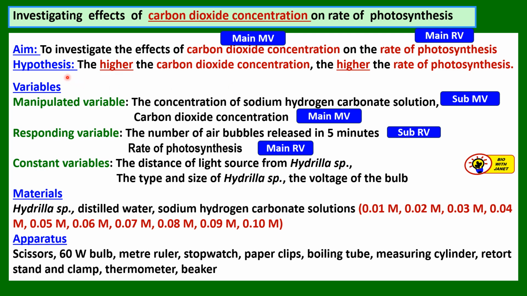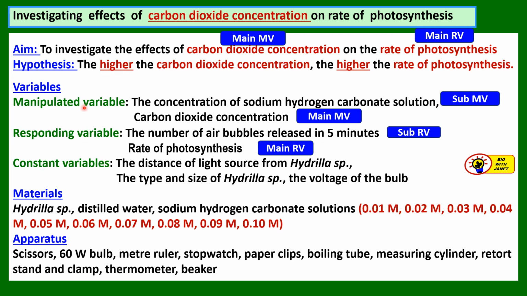Now, a hypothesis. Hypothesis consists of the main MV, main RV, and the correct relationship. So the higher the carbon dioxide concentration, the higher the rate of photosynthesis. So MV, carbon dioxide concentration, RV is the rate of photosynthesis, and our relationship is the higher, okay? Now, why is carbon dioxide needed, and how does it increase the rate of photosynthesis? As we have discussed, it's because carbon dioxide is a substrate for the process of photosynthesis, and the carbon dioxide is reduced to form glucose during the process of photosynthesis.